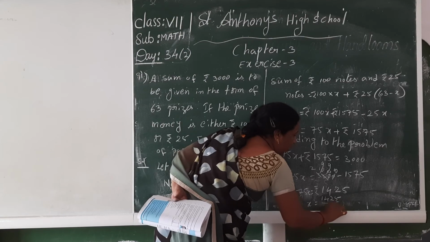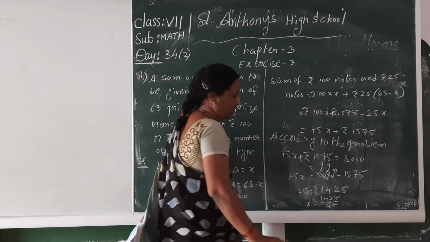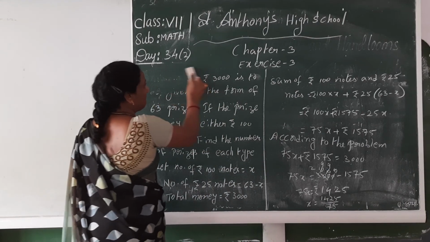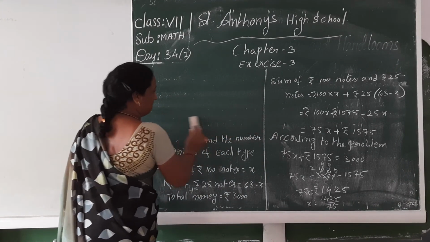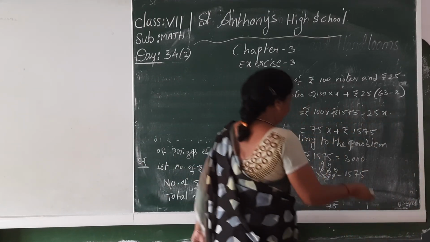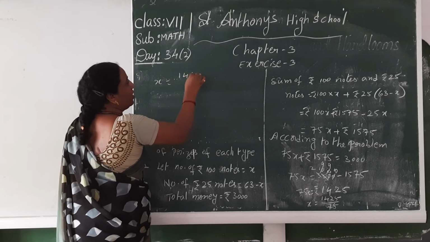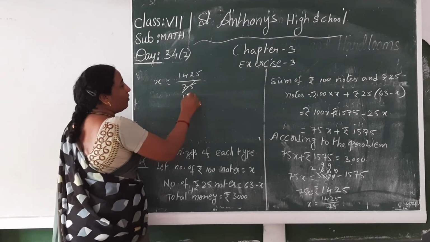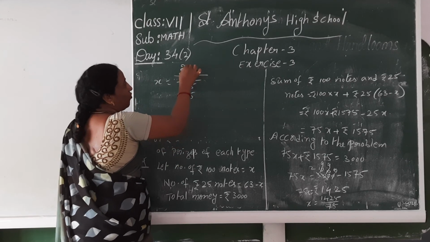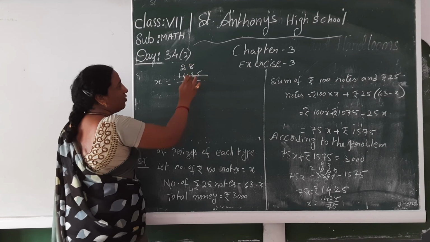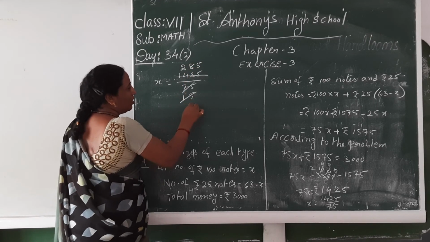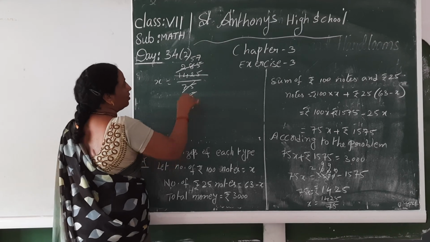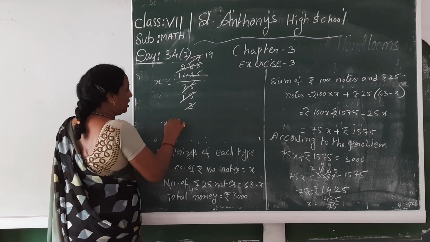x is equal to 1425 by 75. Now fifth table. 1 5 is 5, 20 by 5 is 4, then next, and so on, carrying the remainders through the division. x is equal to 19.